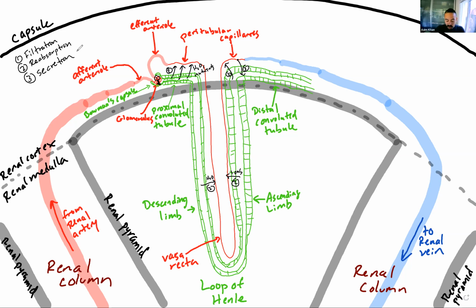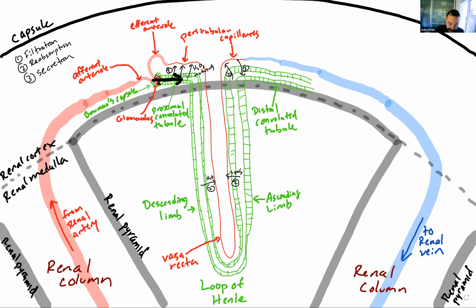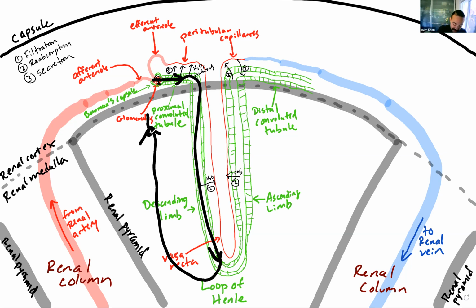Now, the way I've drawn this is very simplified. I'm going to trace the path once more. Filtrate comes in this way. We go down, come up, come this way. That's how it looks in this very simplified drawing. What actually happens, because these tubes are so convoluted, is that we come down this way, and the ascending limb is actually over here, and the distal convoluted tubule comes right by the Bowman's capsule.